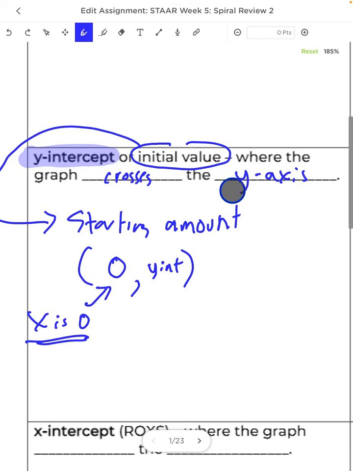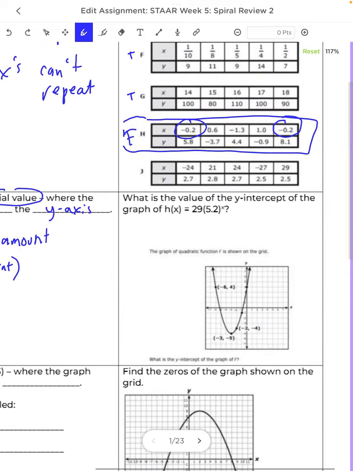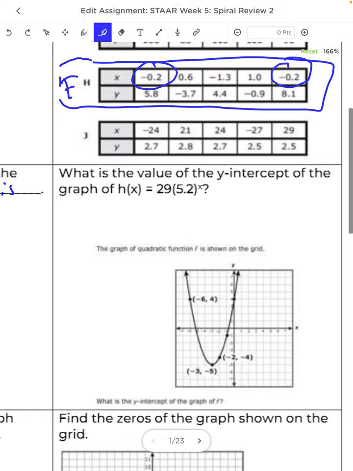So three different ways we can think of it. Okay, so one is where it crosses the y-axis. Second is a starting amount. Third is when x is 0. Okay, so let's take a look over here. It says, what is the value of the y-intercept in this graph? Okay, so we could type that in.